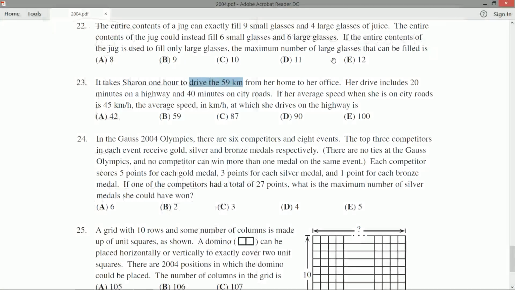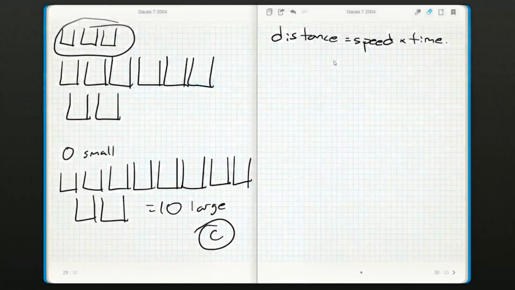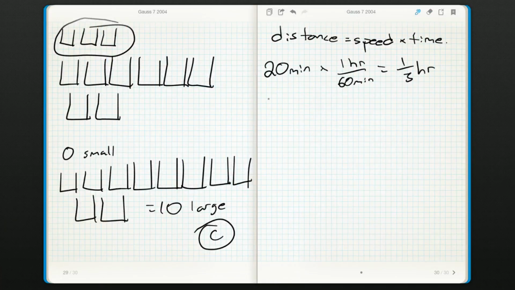So we were given some numbers. Now everything's in kilometers and hours, so the first thing I'm going to do is change 20 minutes into 1/3 of an hour and 40 minutes into 2/3 of an hour. 20 minutes times 1 hour per 60 minutes, you'll see everything cancels out and you'll get 1/3 of an hour. Similarly, 40 minutes is 2/3 of an hour. Okay, so now we'll have the right units: kilometers and hours, and kilometers per hour.